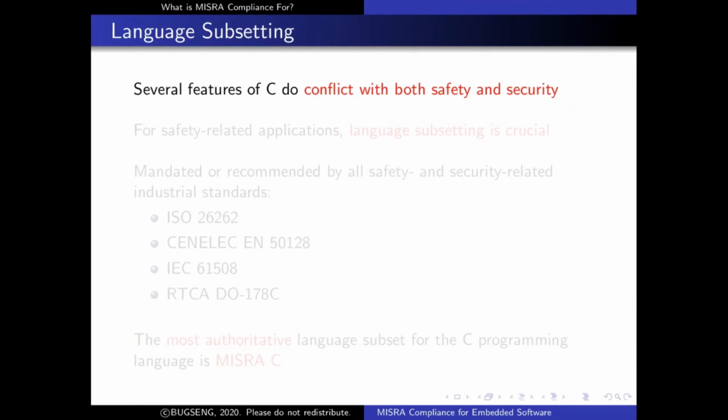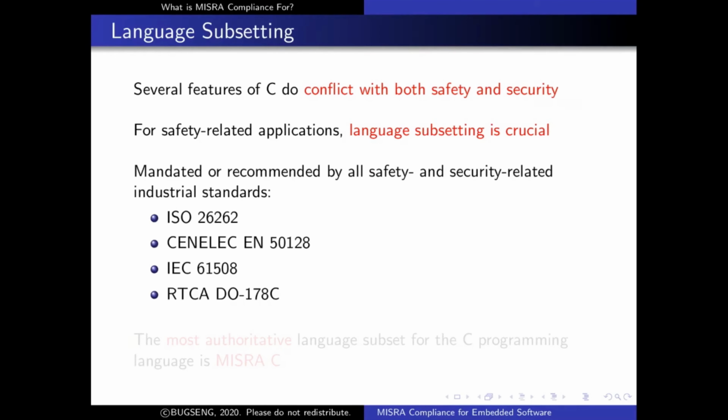The solution that industry has identified is called language subsetting. So you don't program in C, you program in a subset of C where the possibility of committing potentially very critical errors is much less. And language subsetting is mandated or recommended by all safety and security related industry standards. And the most authoritative language subset for the C programming language today is MISRA C.